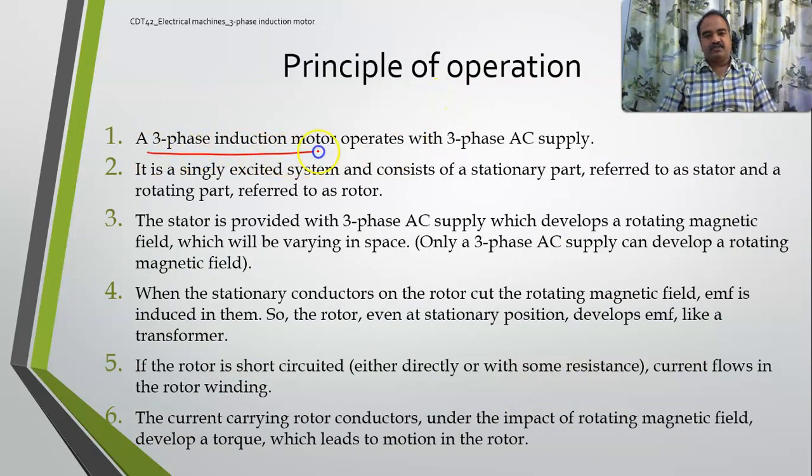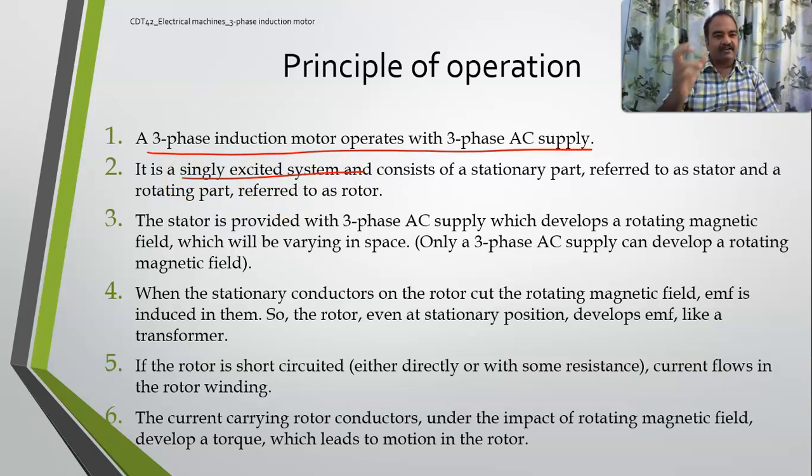A three-phase induction motor operates with a three-phase AC supply. It is a singly excited system. What you are doing is just providing a three-phase AC supply. It develops a rotating magnetic field, and the conductor EMF is induced. Short circuiting it, it provides current, and then a magnetic field. Interaction of two magnetic fields, torque is developed. So you are just providing a three-phase AC supply and ensuring that your rotor is short circuited.